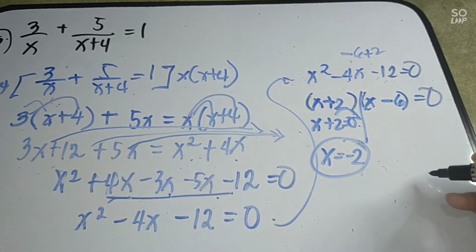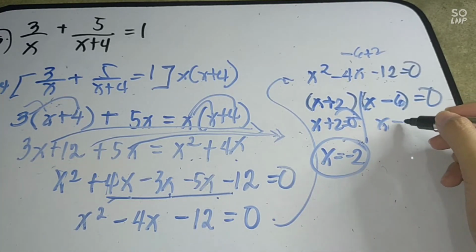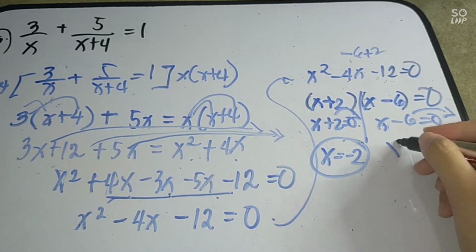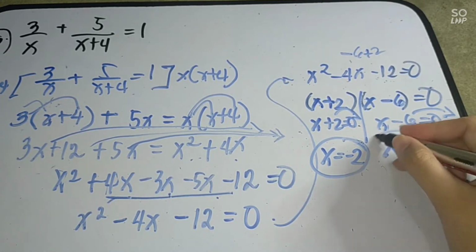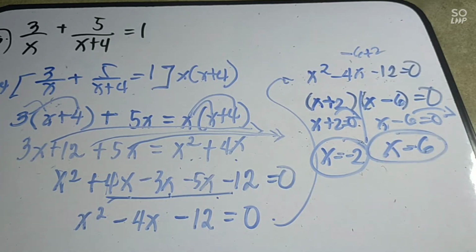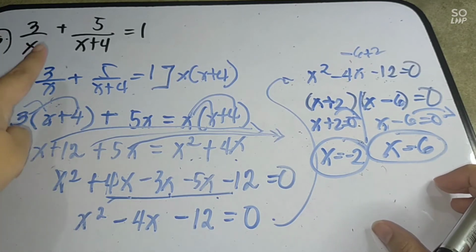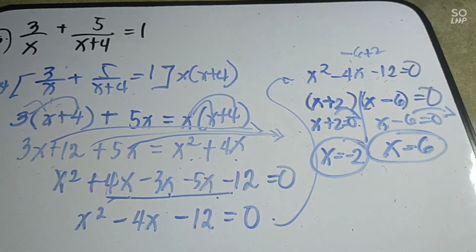That is your first x. Then, x minus 6 is equals to 0. Just transpose 6 to the other side. So, therefore, x is equals to positive 6. That is it. So, this is now the roots of this equation. Is it clear? Let us have another one example.